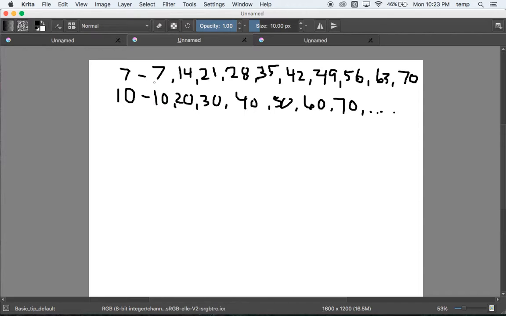So if we look, 7 is only in this one and not in this one. This one's 10. 14 is only a multiple of 7. 21 is only a multiple of 7. We can go all the way up, and then we have 70, which is a multiple of 7, as well as a multiple of 10. This also happens to be the least common multiple. If we kept continuing up, we'd find more and more common multiples as we went up. But the least common multiple is the smallest multiple that's common between the two numbers.